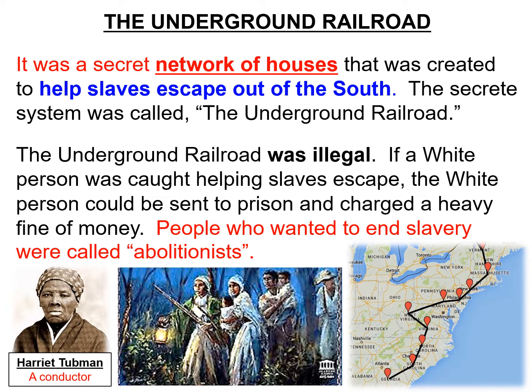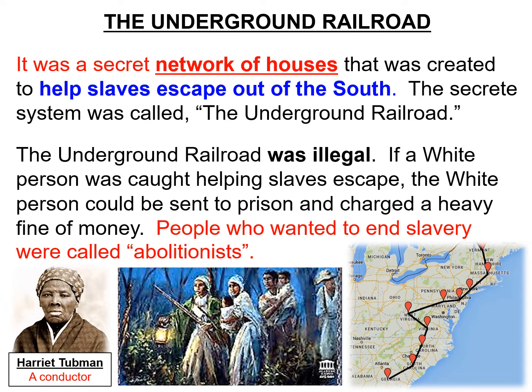If you were a white person, you were caught helping a slave escape, you're going to jail. And you're going to get charged a heavy fine. They're going to take money away from you, maybe take your property away from you. But there were a lot of white people who were willing to risk everything by helping Black people escape, helping enslaved people reach the North. These people who wanted to end slavery were called abolitionists. Now, abolitionists could be a Black person, could be a white person as well.